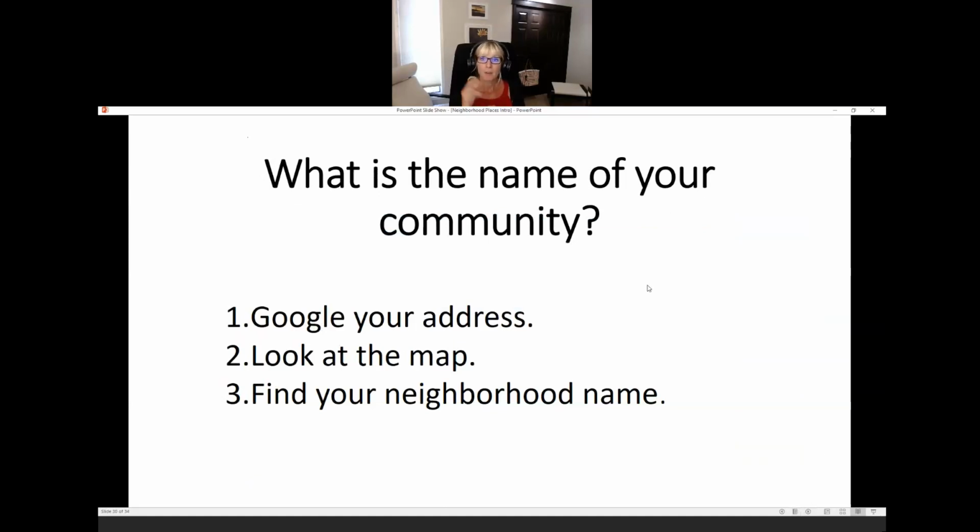So now it is time for you to do some homework. I want you to try to use your phone or your computer, use Google to look for the name of your community. My community is called Nottingham. What is your community called? So Google your address or look at the map of Edmonton. Use the plus and the minus to help you see. You can move the map around. Look for the name of your neighborhood.